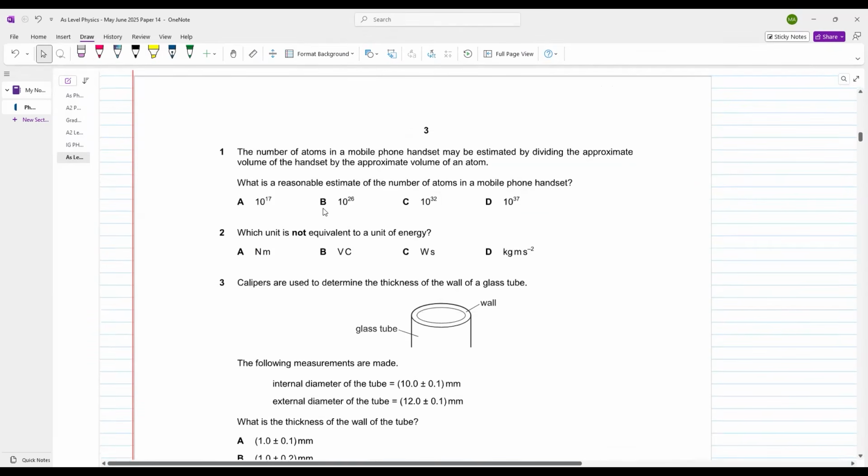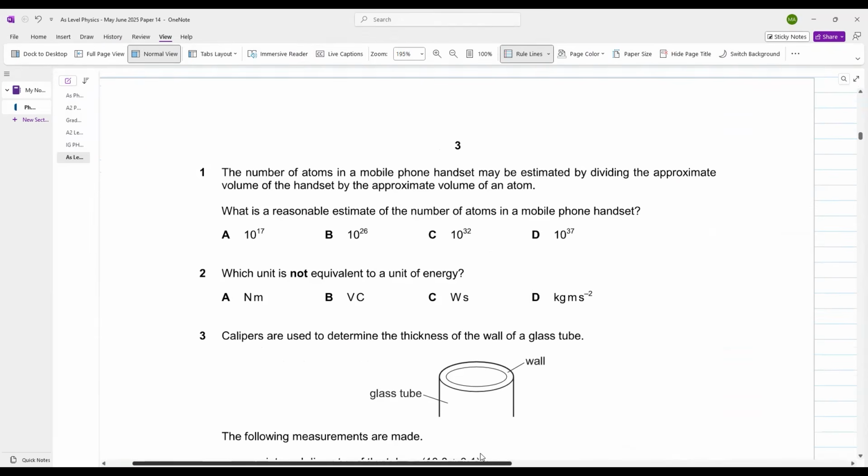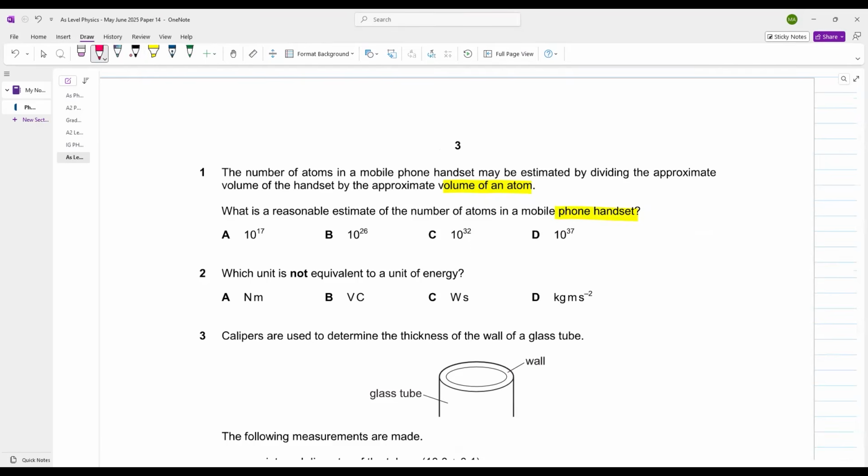Okay. So, initially, let's zoom in a bit. The number of atoms in a mobile phone handset can be estimated by using the approximate volume of a handset and dividing it by the volume of an atom. What is a reasonable estimate for the number of atoms in a mobile phone handset? So first of all, what is the volume of an atom?